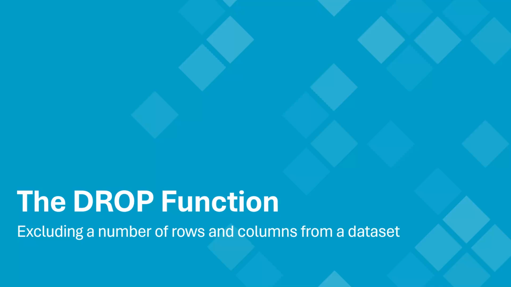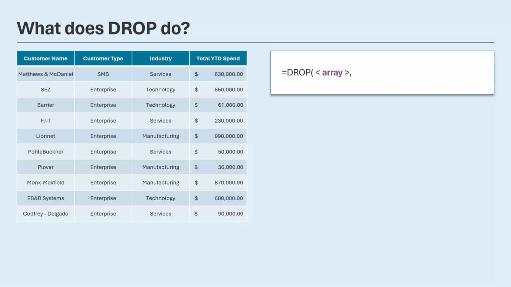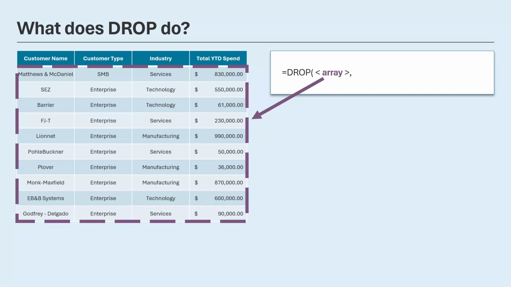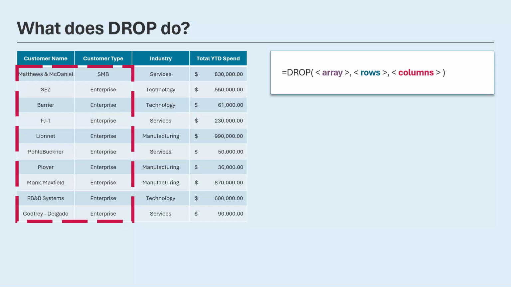So let's say, for example, you have a data set that looks like this one, and you decide to use the drop function. The first thing you'll do is say, hey, let's do a drop on the array of cells that you see right here. And then there are two possible arguments after that. Those two possible arguments are how many rows should we drop and how many columns should we drop.